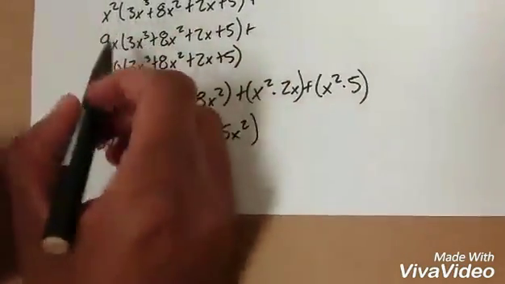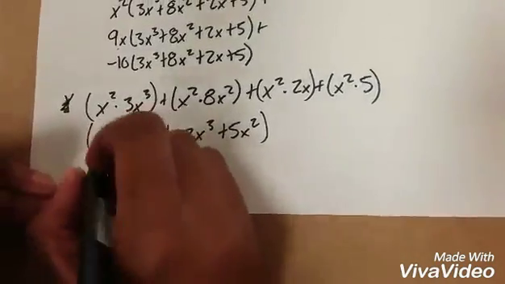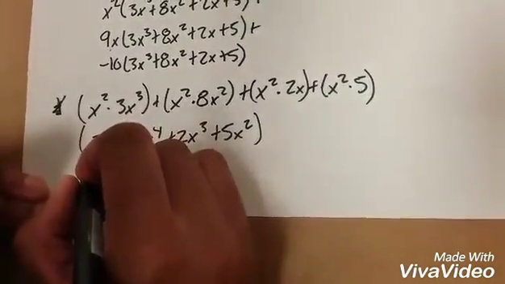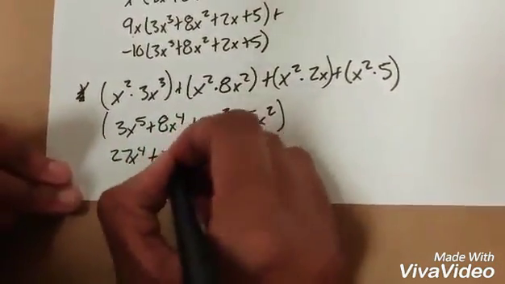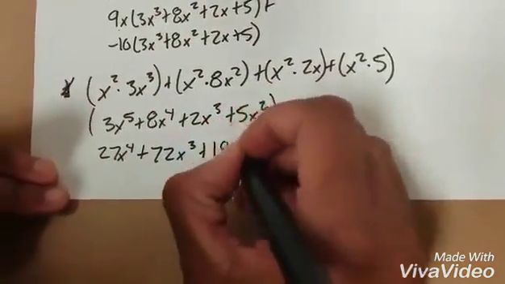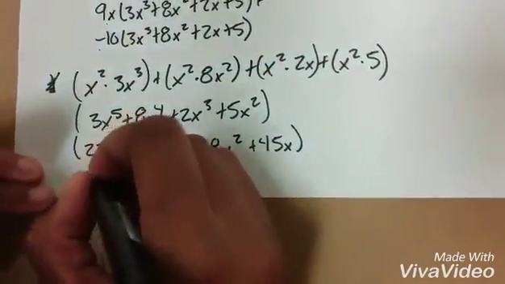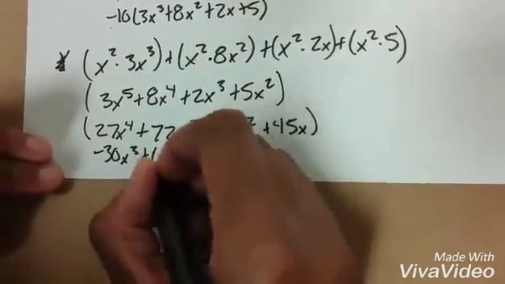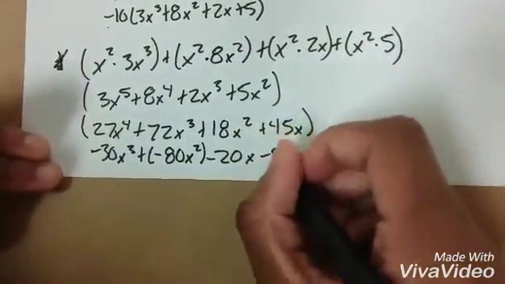And you do the same thing for 9x and negative 10. And you get, for 9x, 27x to the 4th power plus 72x cubed plus 18x squared plus 45x. And when you do it for negative 10, you get negative 30x cubed plus negative 80x squared minus 20x minus 50. Now, the third step is to group like terms.